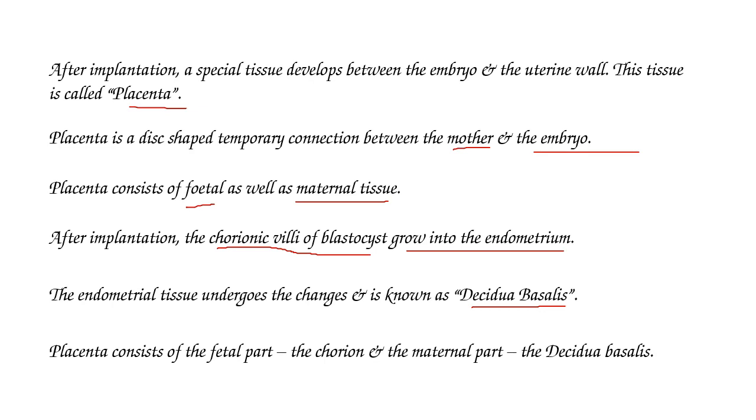So now the placenta consists of a fetal part, called the chorionic villi, and a maternal part, the endometrial tissue, which undergoes changes. The changed endometrial tissue we call the decidua basalis. These two are the parts present in the placenta. So the placenta is formed by integration of the fetal part, the chorionic villi, and the maternal part, the decidua basalis.